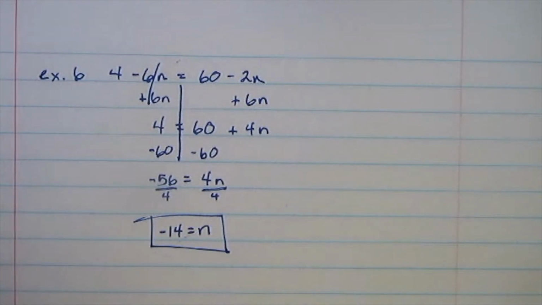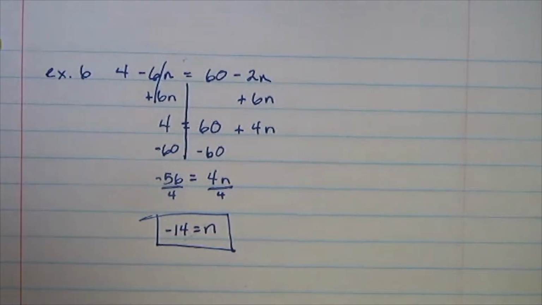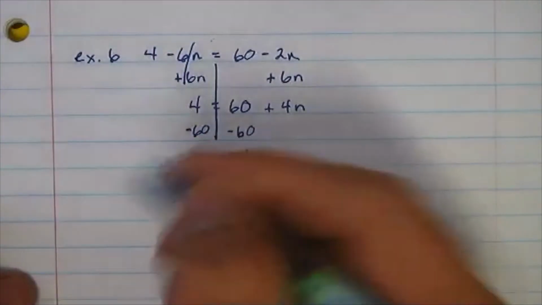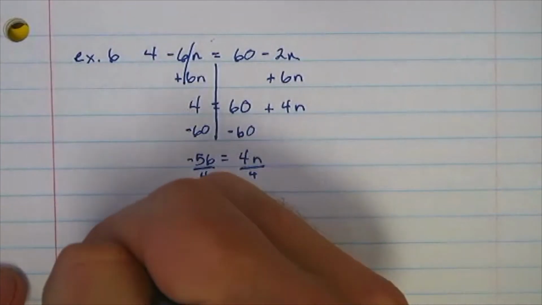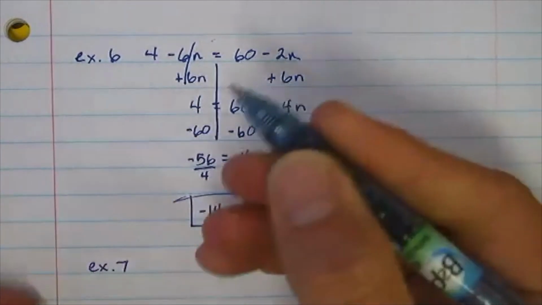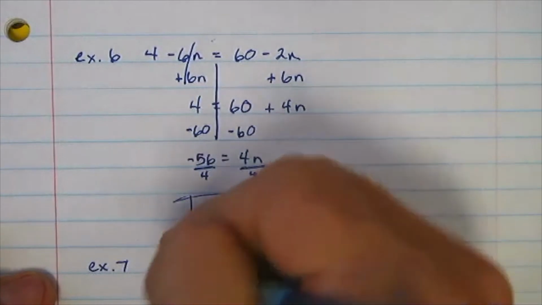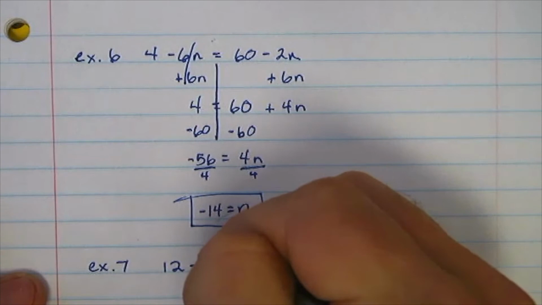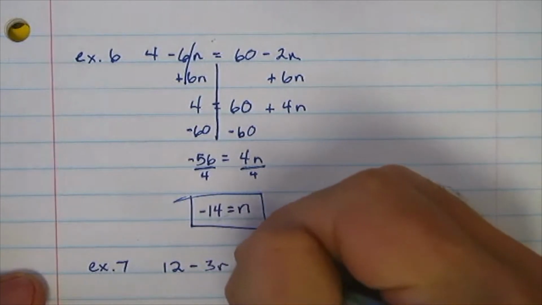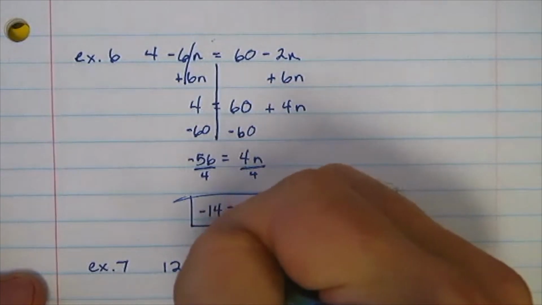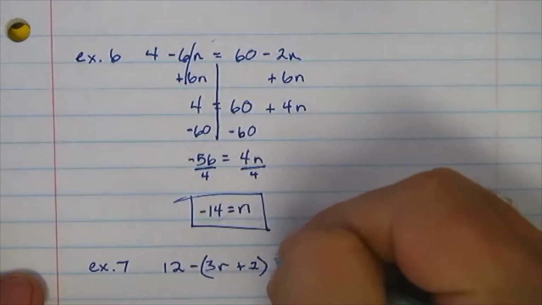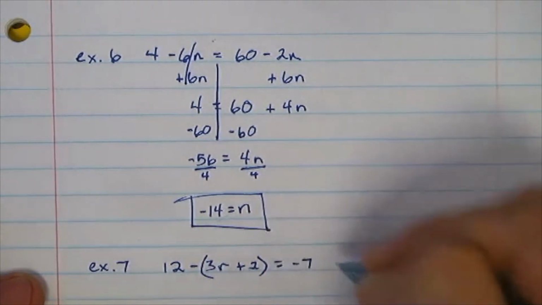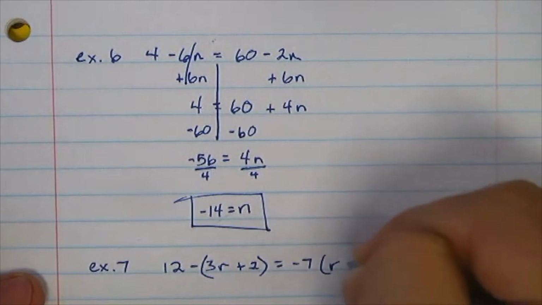All right, just a couple more examples, and then you'll be free to take that video quiz and work through your homework. But example number 7, just getting a little bit more complex. We've got 12 minus 3r plus 2 in parentheses equals negative 7r plus 6.